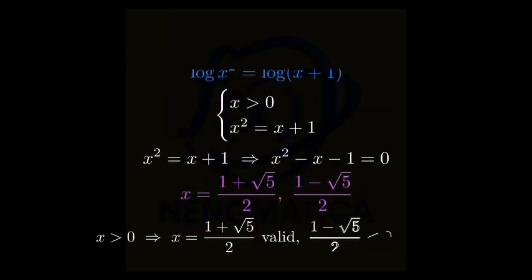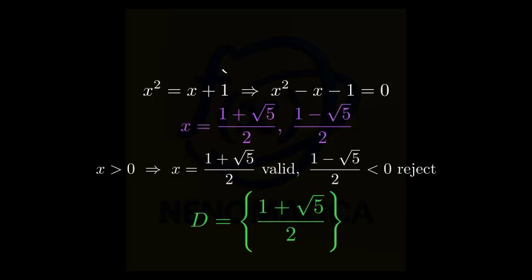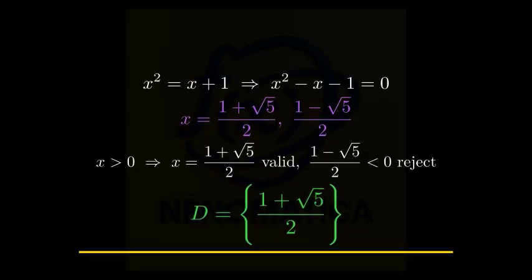Check the domain x greater than 0. Only the positive root survives. So the solution set is the singleton with x equals the golden ratio, (1 plus square root 5) over 2. Now we move to equation 2.